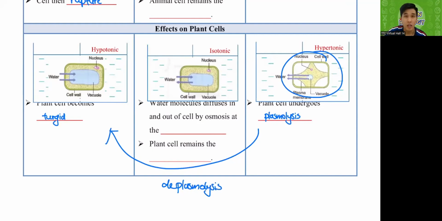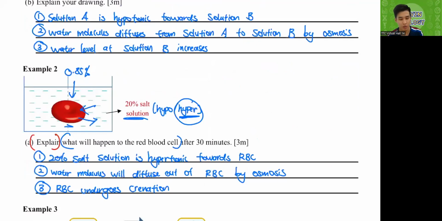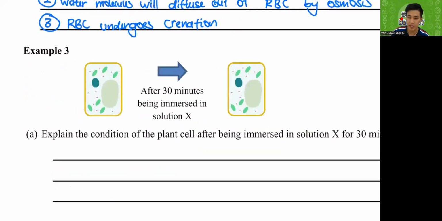Okay. Now once you've done this, right, now we look at the last example here, page 17. Last example. 5, 4, 3, 2, 1, let's go. Explain the condition of plant cell after being immersed in solution X for 30 minutes. Okay, so first, this question, they give you the cell, ask you to explain the condition. Now they give you the condition, ask you to explain this solution. So what happened to my plant cell?